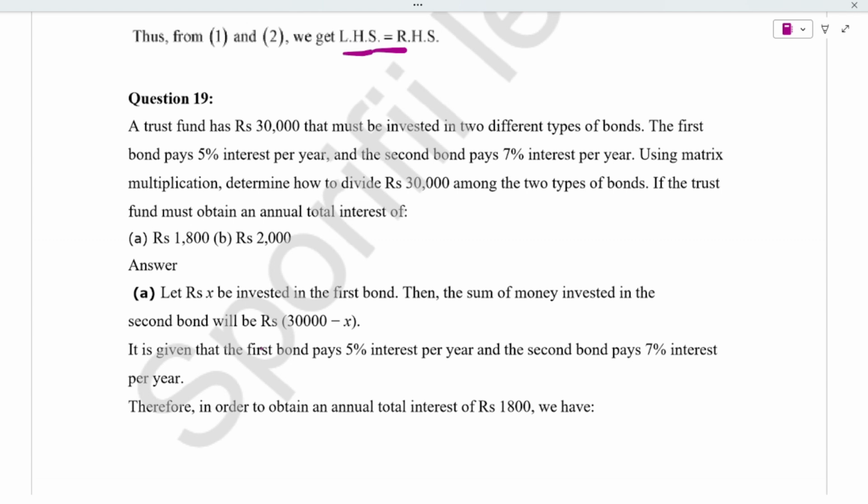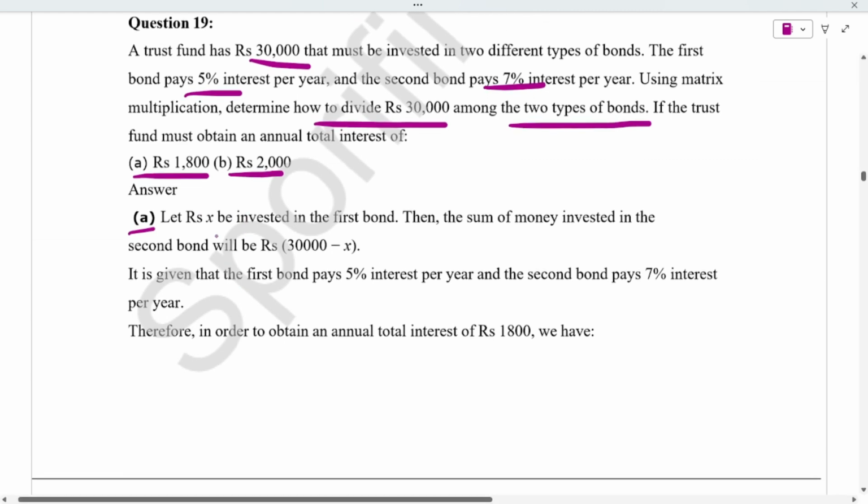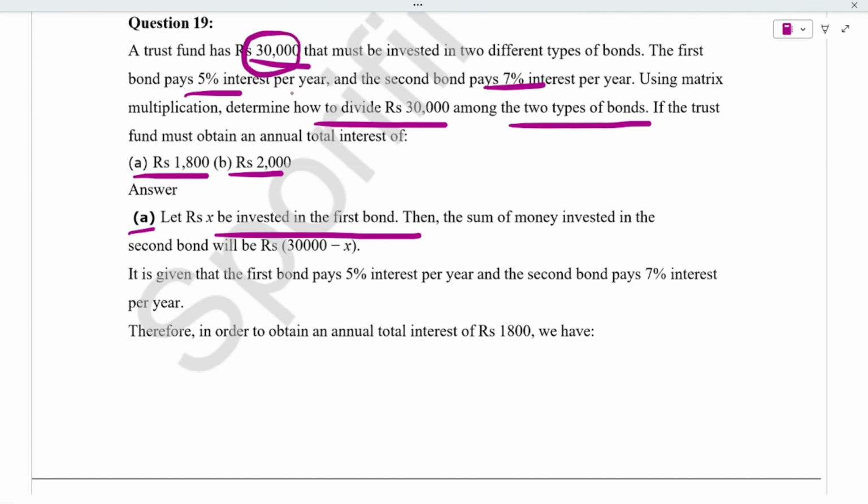Now next they have given, a trust fund has rupees 30,000 and they have invested in two types of bonds. The first interest is 5%, and next is 7% per year. Using matrix multiplication, how to divide 30,000 among the types of bonds, if the total interest is 1,800 and 2,000? Now for A, let's take X be invested in the first bond and the remaining investment, that is 30,000 minus X. Now they have given 5% interest and second 7%, right?